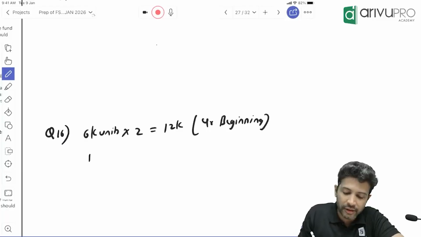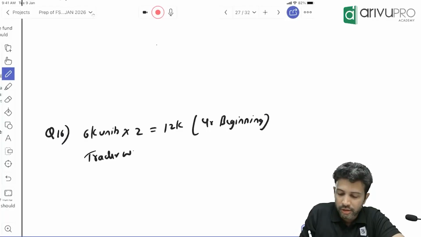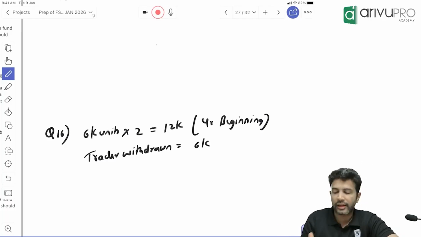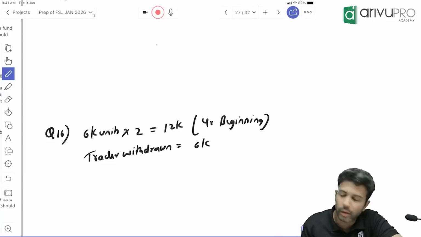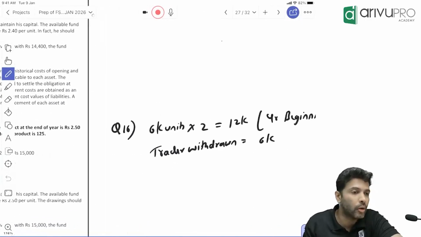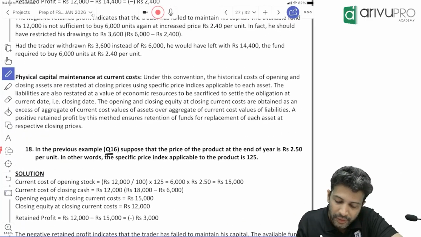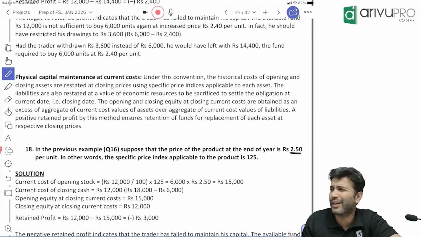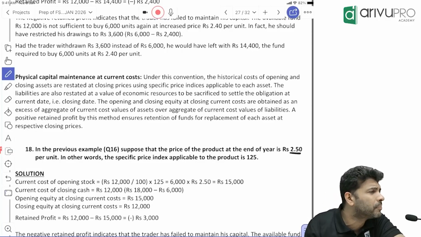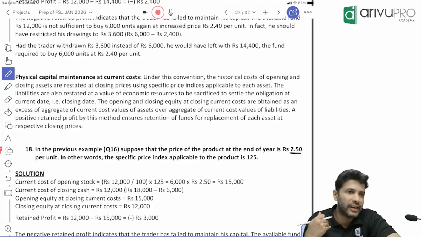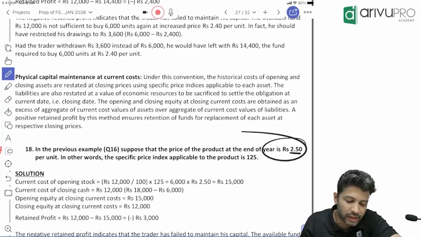And how much has the trader withdrawn? The trader has withdrawn 6,000. That is your question number 16 data. Keep this in mind and let's see what has happened in question number 18 now. They've used the same data and they're telling us now: suppose in our previous example, question 16, the price of the product has become 2.5. Now they've not given the index, they've directly given the price of the product. Previously we used the index and worked it out. Here they've directly given the price.